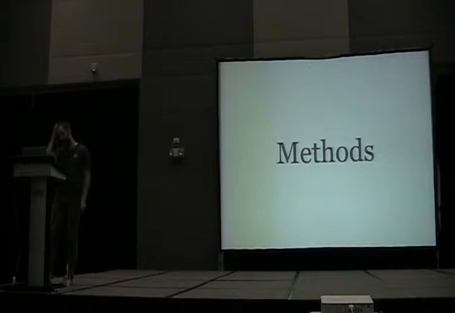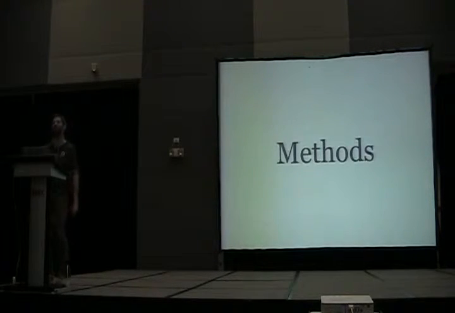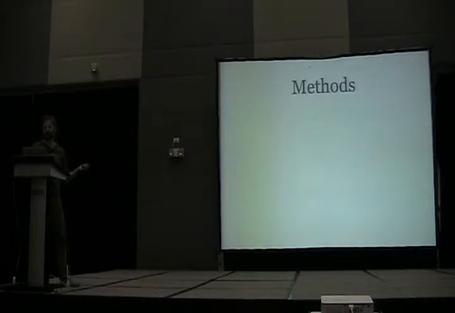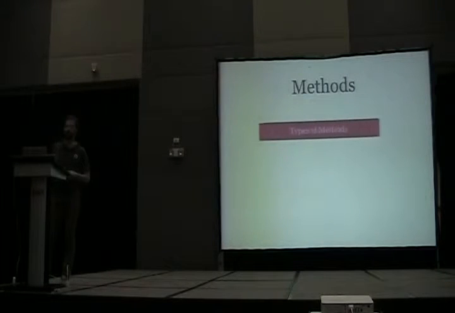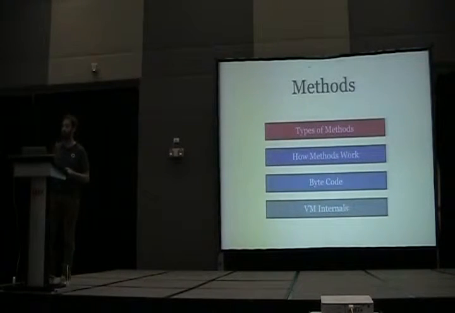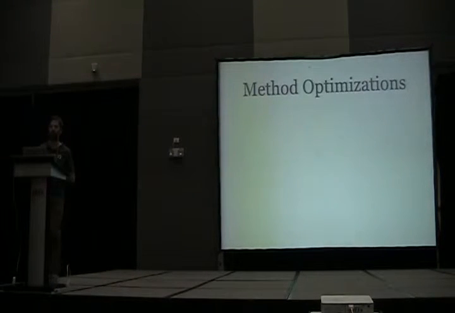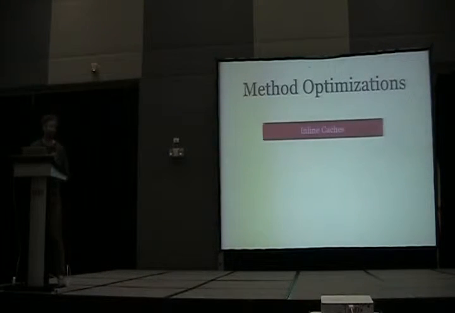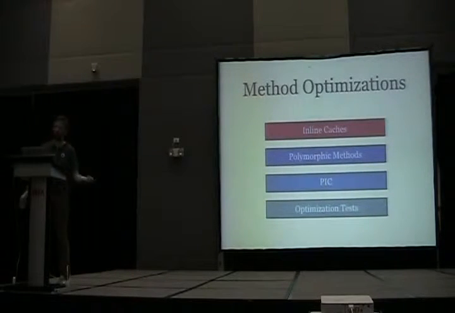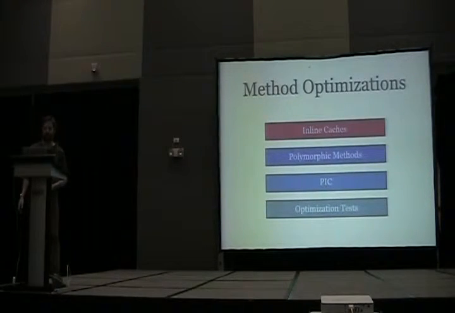So today we're going to talk about methods. We're going to talk about methods and method optimizations. We're going to talk about different types of methods, how methods work, bytecode, VM internals, and then we're also going to look at some method optimizations, including inline caches, polymorphic methods, polymorphic inline caches, and optimization tests.